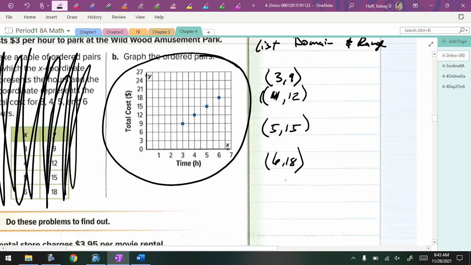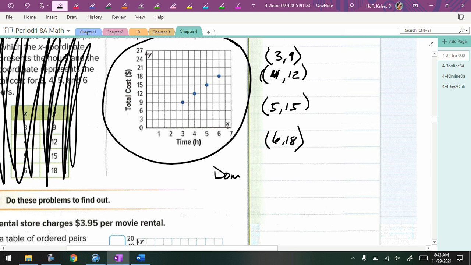6 and 18. Now that they're in ordered pairs, just like you normally, everybody take a minute. List for me all your domain numbers. List for me all your range numbers. Now that you have them written as ordered pairs, list your domain, list your range.